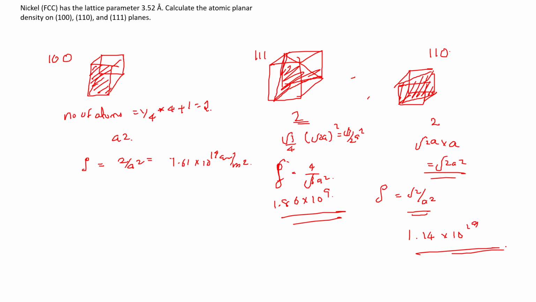Ma'am, once again, how do we take root 3 by 4 into root 2a whole square? Yes, it's a triangle, right? This plane is a triangle. One side of the triangle is the diagonal of one face. This is a, this is a, so the diagonal will be root 2a. Then the area will be root 3 by 4 a square, that is the triangle area formula. So in place of a, you have to substitute root 2a squared. That's it. Okay, ma'am, thank you.